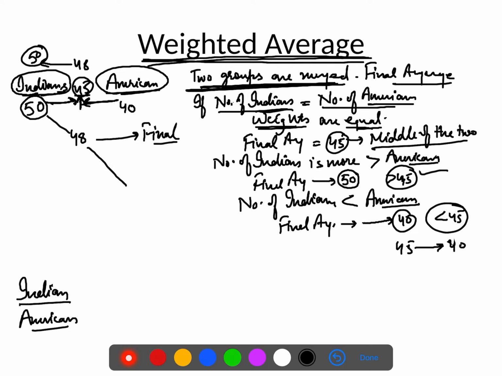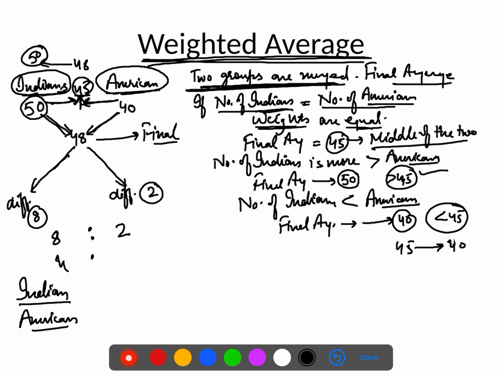Make a cross. So 50 and 48. So the difference of 50 and 48, write it here. 40 and 48, write the difference here, which is 8. This 8 is to 2 or 4 is to 1 is the ratio of Indians to Americans.